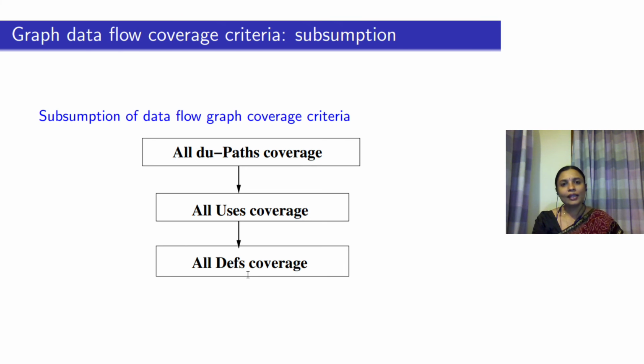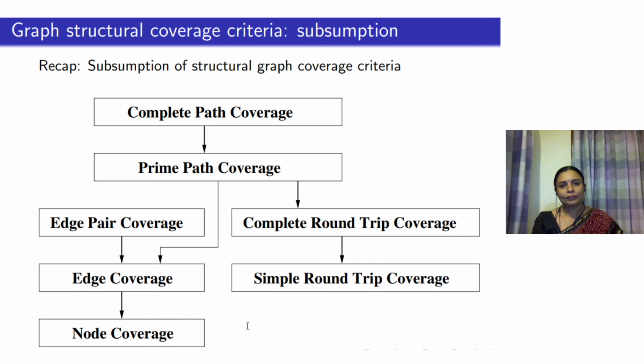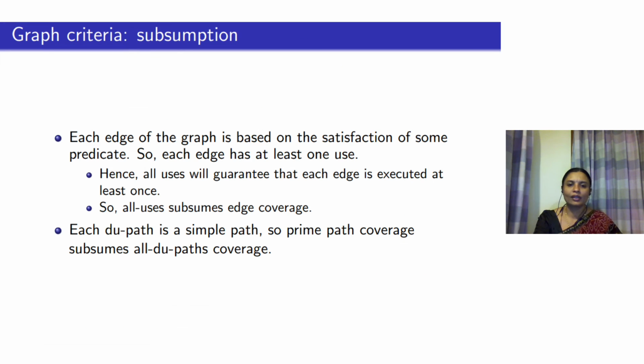So this is one picture of data flow coverage criteria subsumption. And this is the other diagram, of structural coverage criteria subsumption. They both work on the same control flow graph. One considers the data flow information, one ignores it. Now, can we compare these two coverage criteria and say how structural coverage criteria compare to data flow coverage criteria? That's what we would like to see.